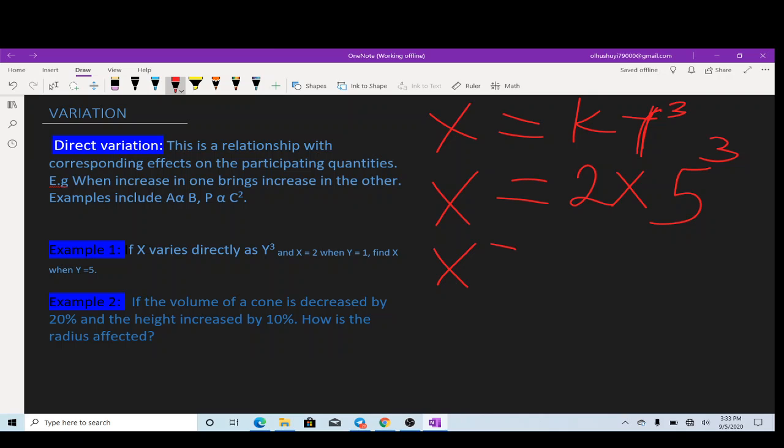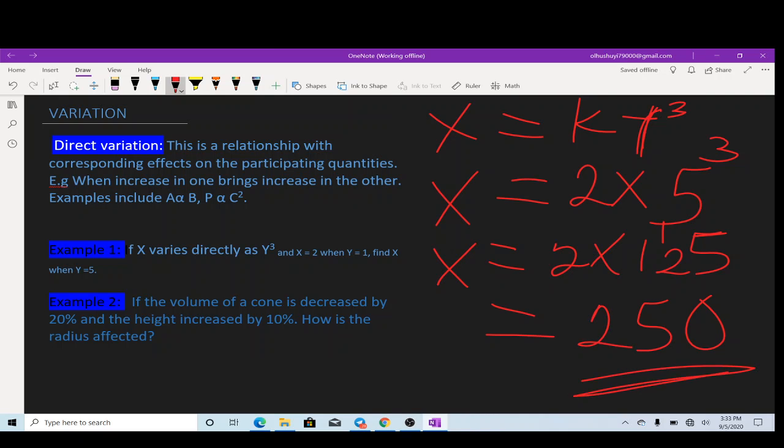So your X will be equal to 2 times 125. 5 times 2 is 10. Keep 1. 2 times 2 is 4, plus 1 is 5. 2 times 1 is 2. That is 250. Is that clear? So our X is 250. Please follow me as I solve example 2. Very, very important.